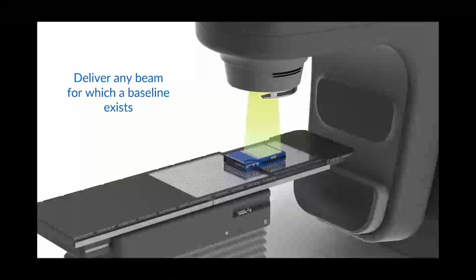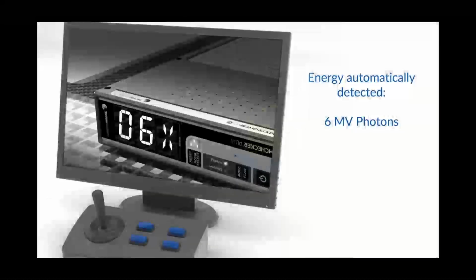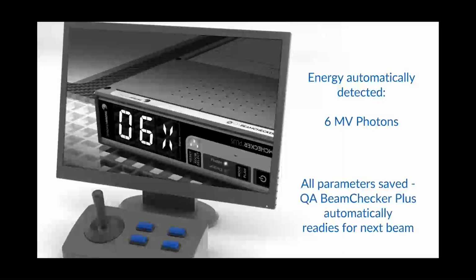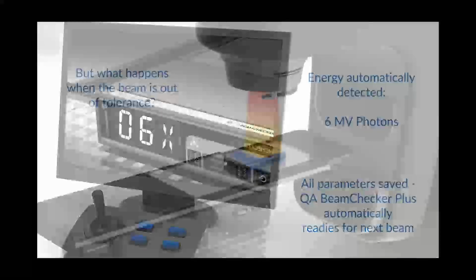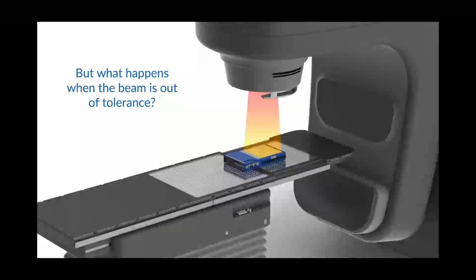So your 6, 10, 25, as I've been going on about today, it will automatically detect that beam, automatically give you the results for that beam, and show you what beam was detected. In this case, 6x beam. So that 6x beam is detected, and if all parameters are passed, those will be saved automatically and ready for the next beam, and you get that RDY indicator again. And what happens if your beam is out of tolerance?